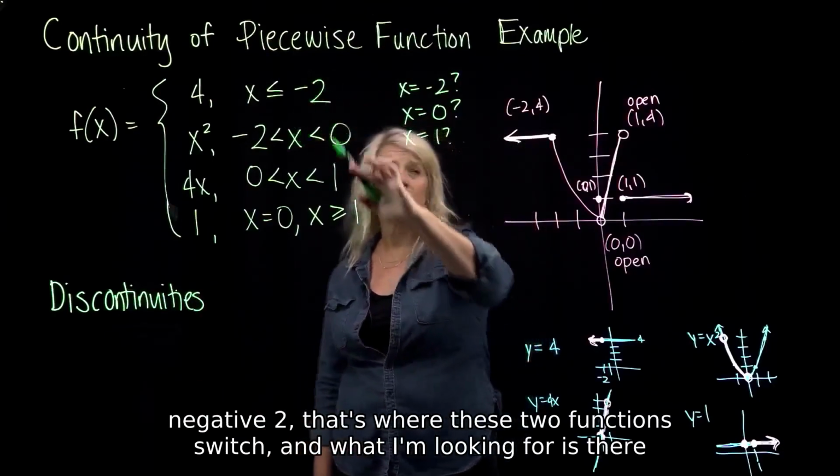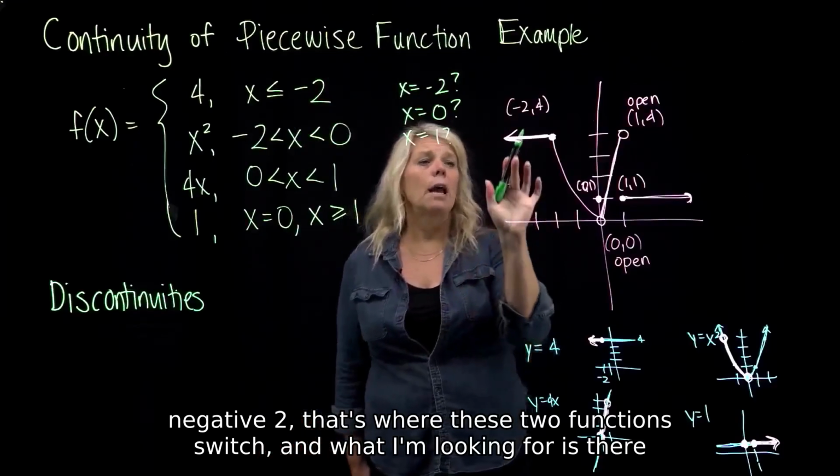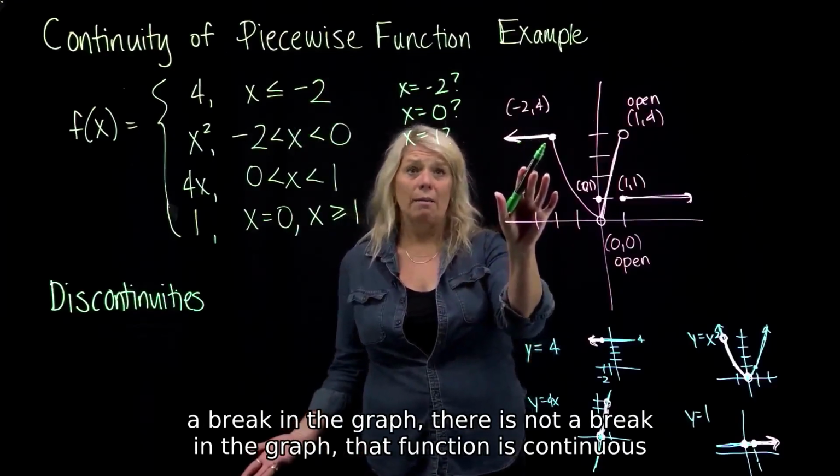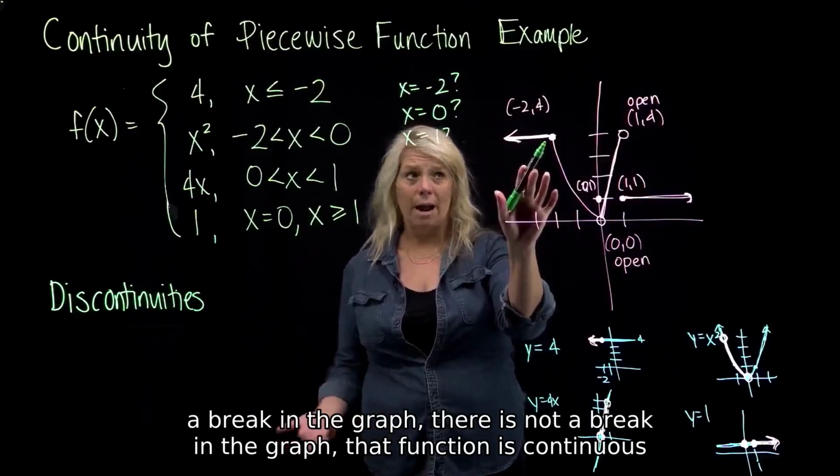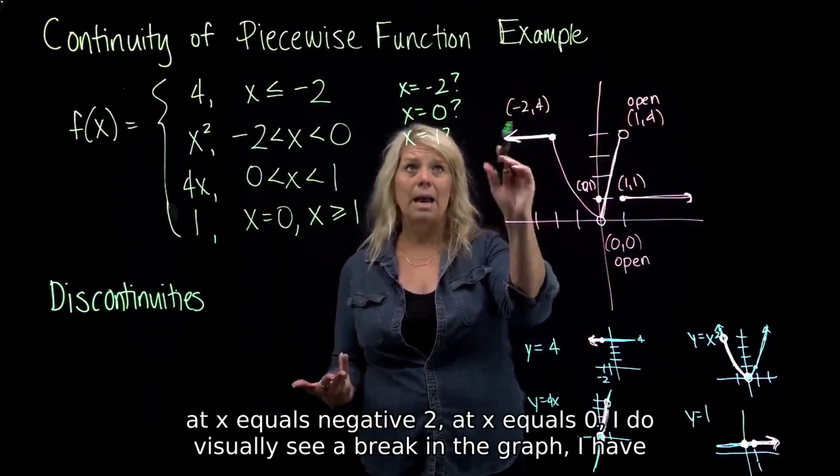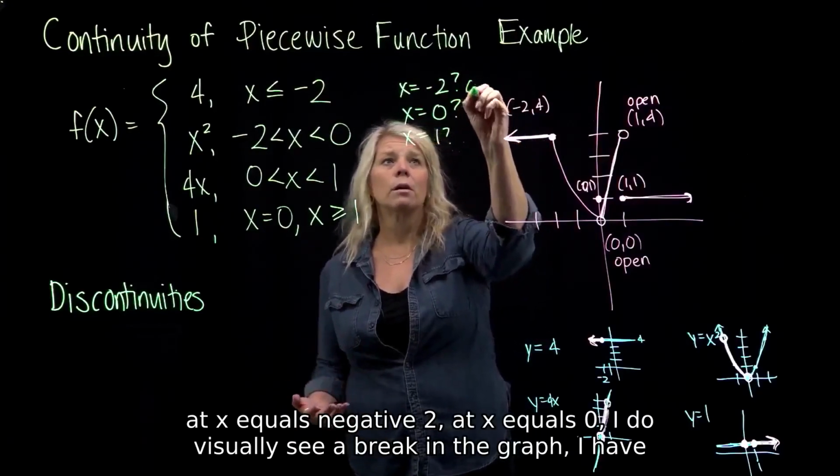All right, so I want to look at x equals -2. That's where these two functions switch. And what I'm looking for is, is there a break in the graph? There is not a break in the graph. That function is continuous at x equals -2.